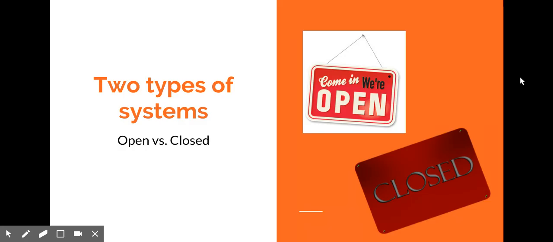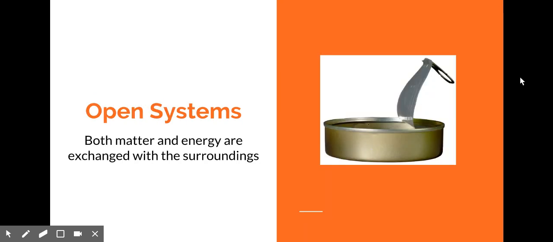So there are two main types of systems. There's what we consider an open system compared to a closed system. So we define an open system as both the matter and the energy are exchanged with the surroundings. So think of this as like this open can. What's inside the can can be exchanged, both the matter in the can and the energy, if there were any, could enter or leave the can.